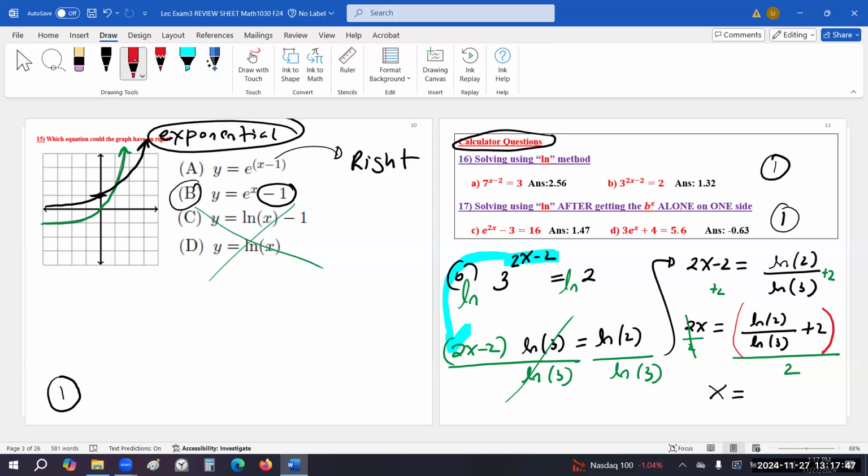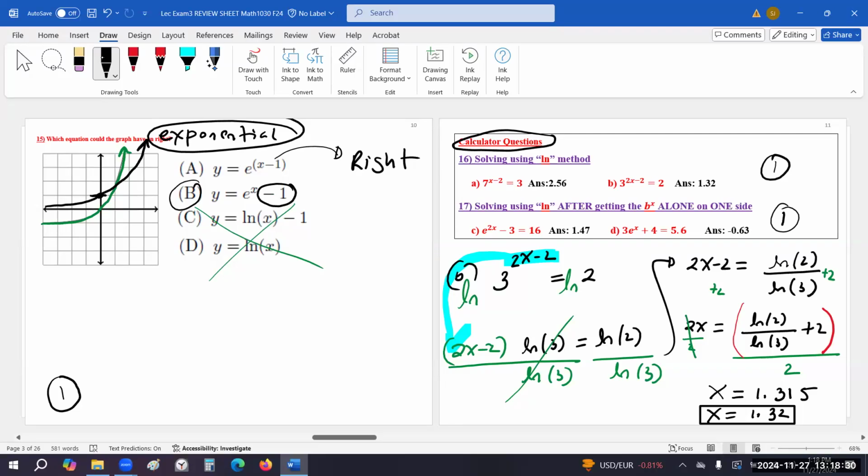Can I just do ln of 2 divided by ln of 3 plus 2 and then divide that by 2? We get 1.315. It didn't mention which decimal place, but I have the answer to 2 places. So 1.32. In the final exam, they'll tell you how many places you need to round off to.